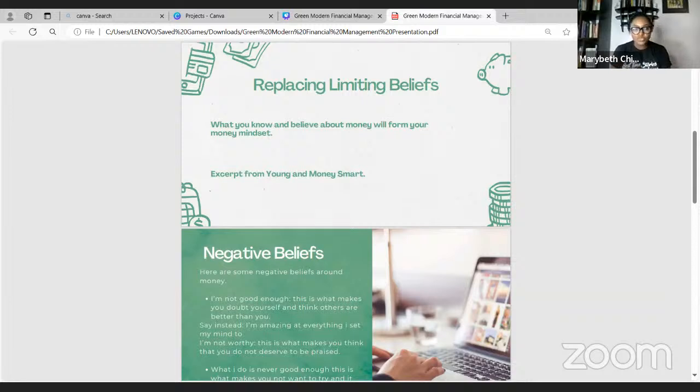What you know and what you believe about money will form your mindset. And that's why we said that by the time a child is 7, the child would have watched the parent from when they are 0 all the way to when they are 7. What habits and patterns you see your parents repeat over and over again will form how you think of money and how you see money.